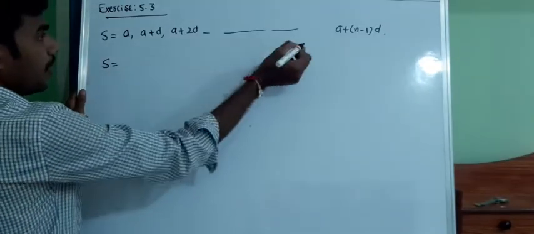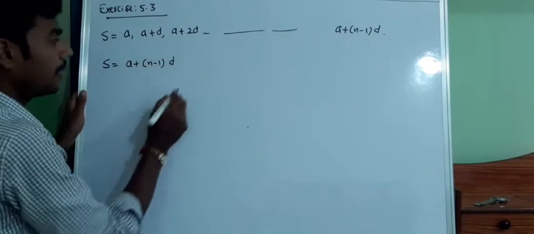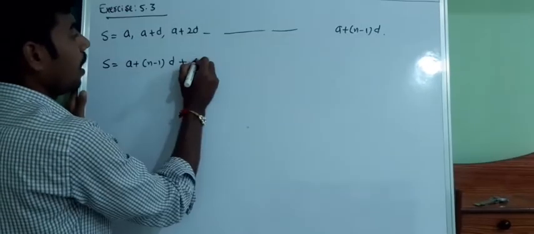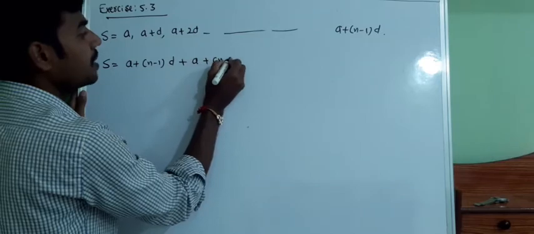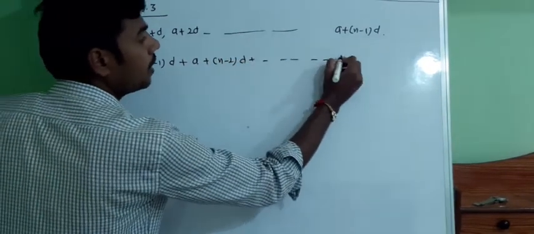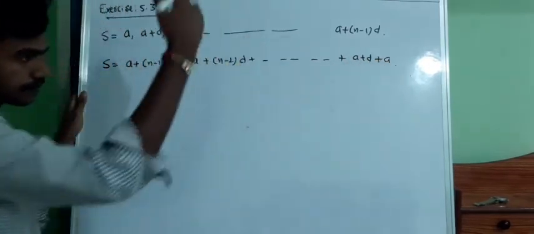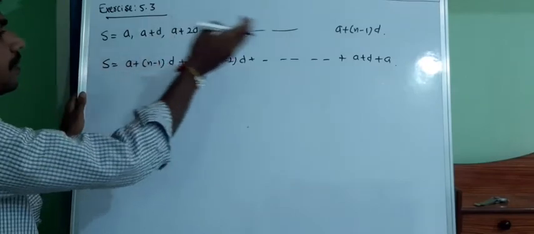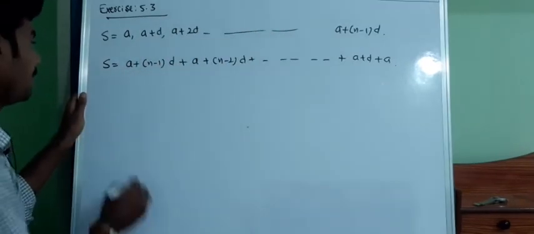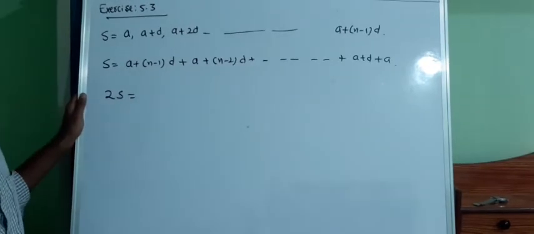So a plus (n minus 1) into d, plus a plus (n minus 2) into d, plus and so on, plus a plus d, plus a. So the first term became the last term. Now we need to add these two series. The same procedure we need to follow as we followed in the earlier problem.